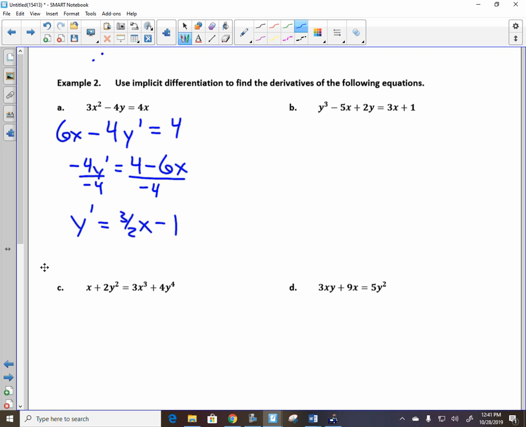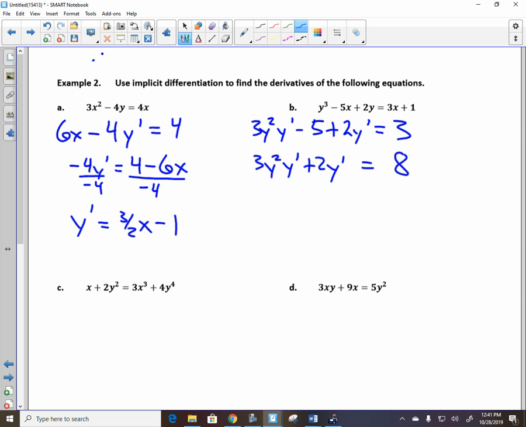Derivative of y cubed. 3y squared y prime minus 5 plus 2y prime equals 3. Oh no, I have more than one y prime. Okay. Riker sees it. He recognizes it. We prepared you guys last year for this moment. You have 3y squared y prime plus 2y prime is equal to 8. He says gather all the y primes on one side.